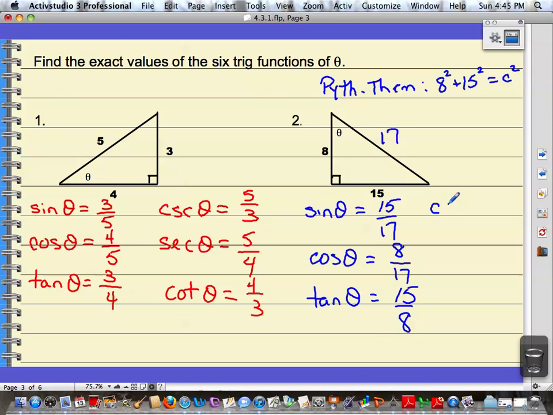Because then all I have to do to get cosecant is, remember, it's the reciprocal of the sine. So that's 17/15. The secant is simply the reciprocal of the cosine, 17/8. And the cotangent of theta is 8/15. It's the reciprocal of the tangent. Okay? So I'm pretty confident that this is all just review from geometry and algebra 2, just giving you these examples as a little bit of a refresher.